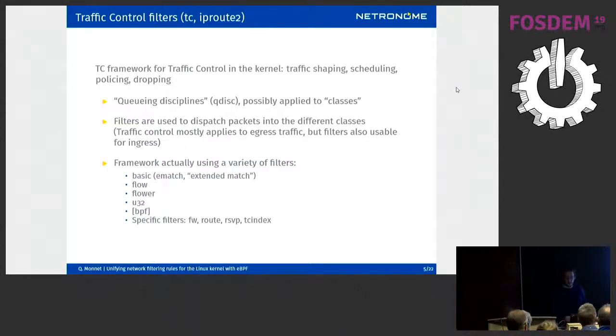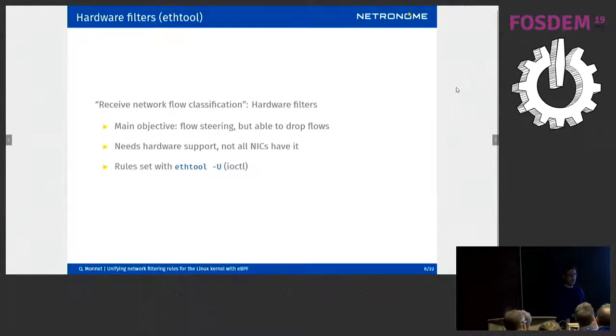So I have a variety of filters available. I have, for example, basic filters which are using some syntax called ematch, extended match. I have flower, which is different, u32. Now I also have BPF filters at this level, but we'll come back to that later. We have some specific filters, some of which only apply to egress traffic. So I won't go into the details of each filter syntax, but the thing is that we can also filter traffic at this level, drop flows. So for some use cases, do the same thing as iptables.